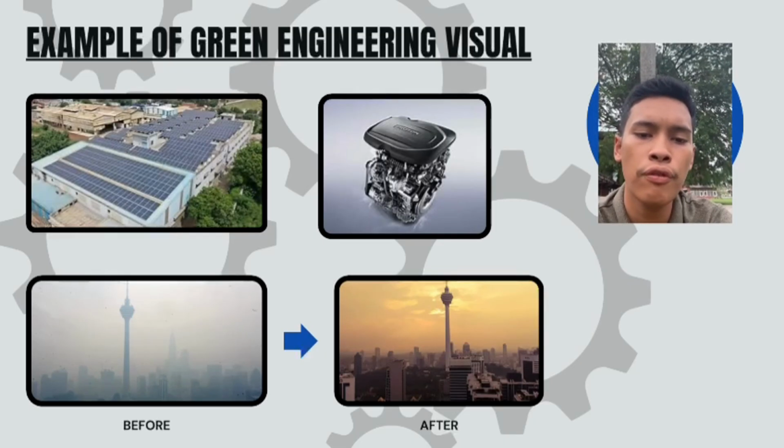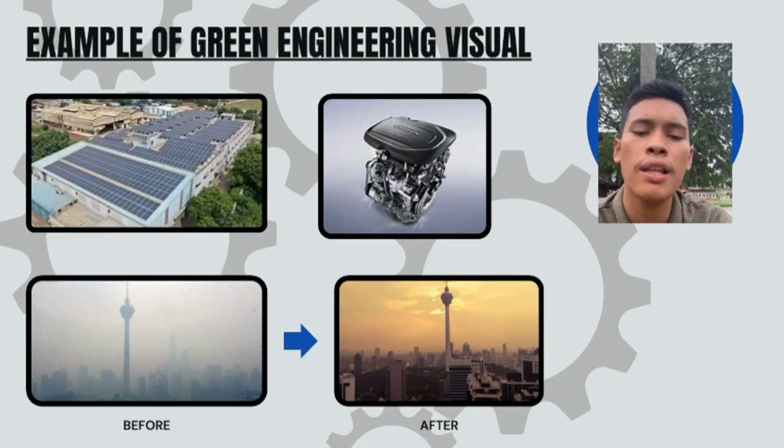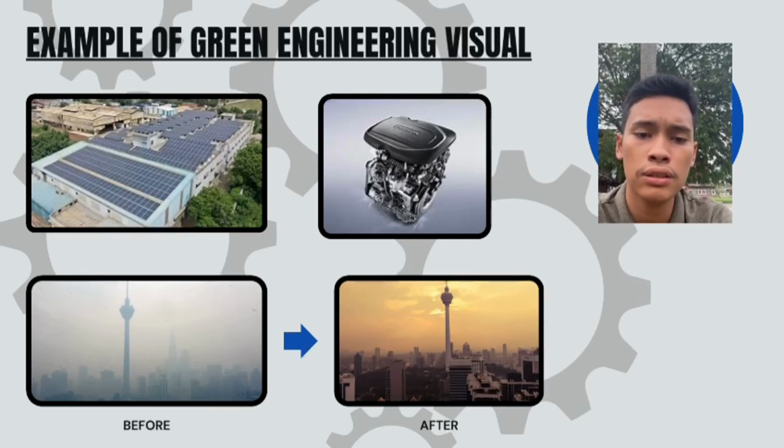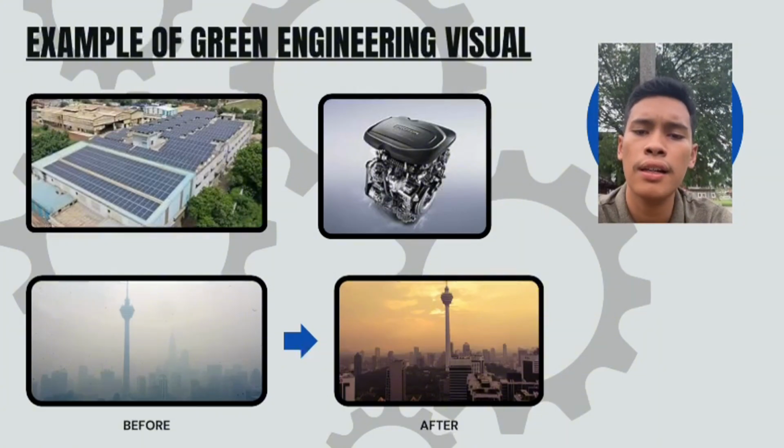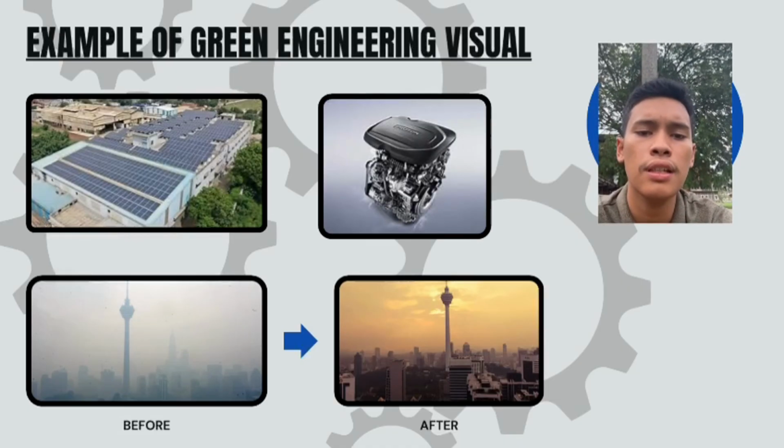At the bottom, we have a before and after comparison. On the left side, we can see a city with heavy air pollution, making the skyline very hazy. After applying the green technology solutions, shown on the right side, the air quality has improved significantly. We can see a clear skyline. This shows the positive impact of sustainable engineering practices. This example highlights the importance of green engineering solutions in building a cleaner, healthier future.